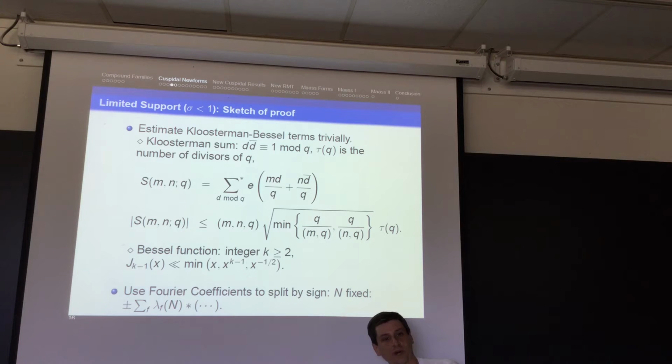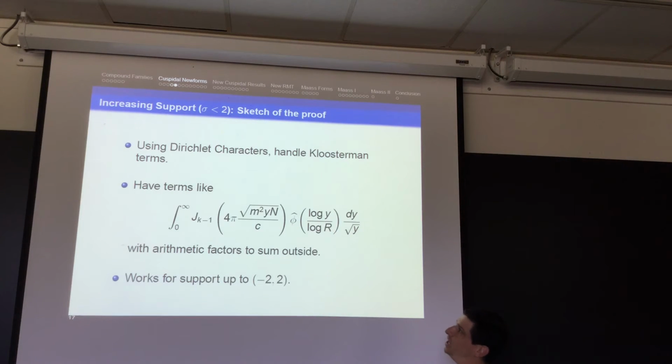You expect to be able to do better because you expect, well, there's oscillation, it should cancel. And so then you try to increase the support, and now you have to handle terms like this. And what you can do is use Dirichlet calculus to split the Kloosterman sums into primes in arithmetic progression. You can use the Riemann hypothesis to count how many primes there are. All that matters is what the primes are congruent to. There are techniques to handle stuff like this, and we can get up to support of 2.